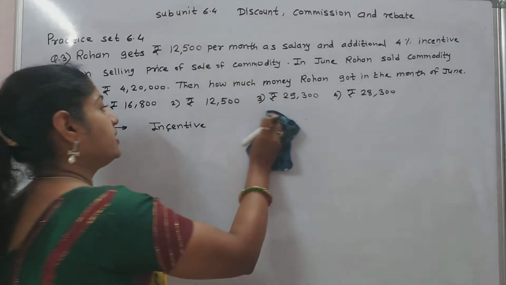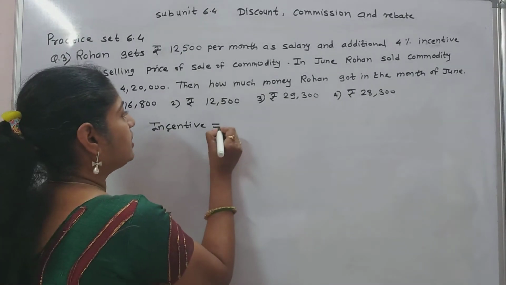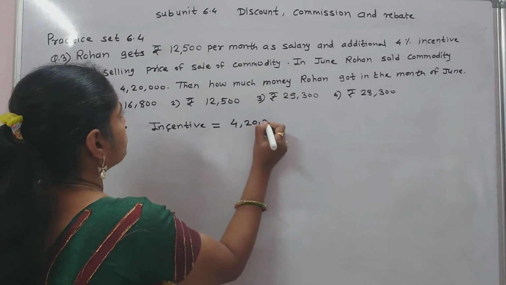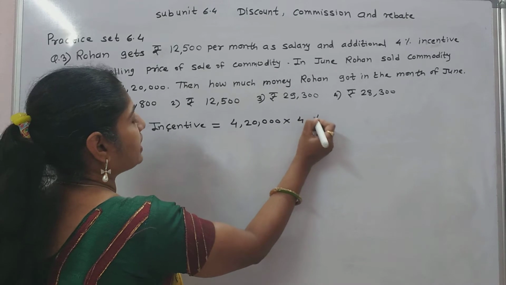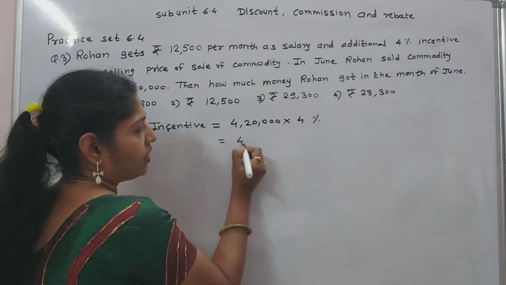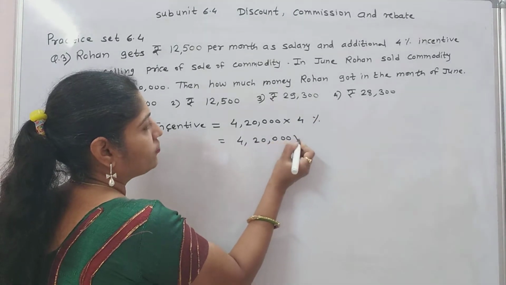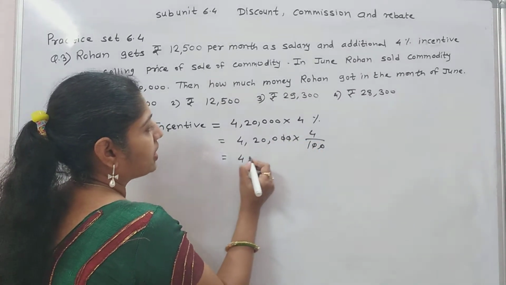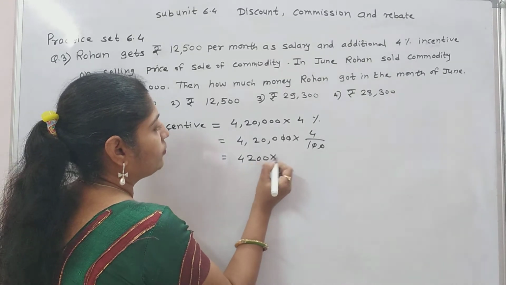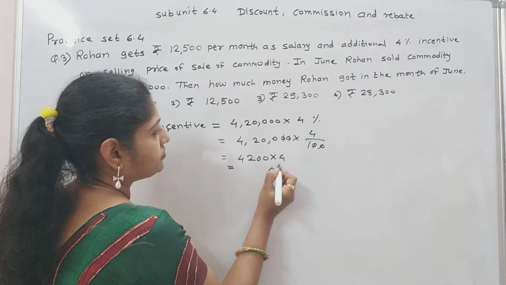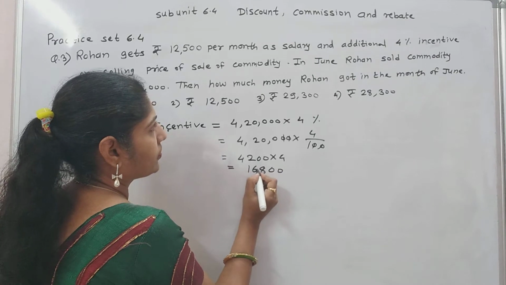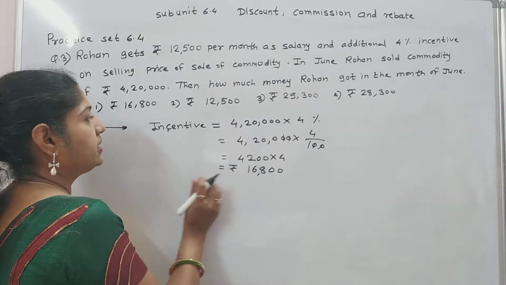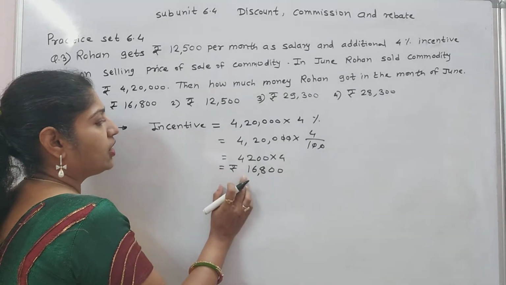Incentive is on the commodity sale. So 4,20,000 into 4%, that is 4,20,000 into 4 upon 100. Double zeros are cut. 4,200 into 4 is 16,800. Rohan gets the incentive of 16,800.